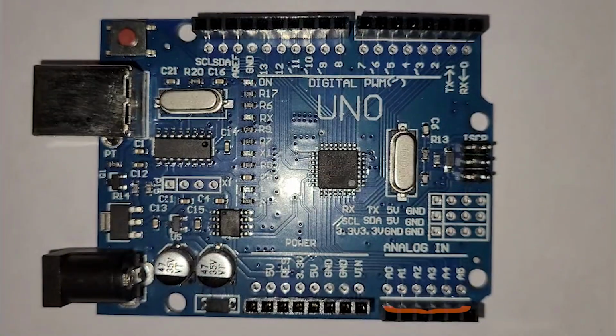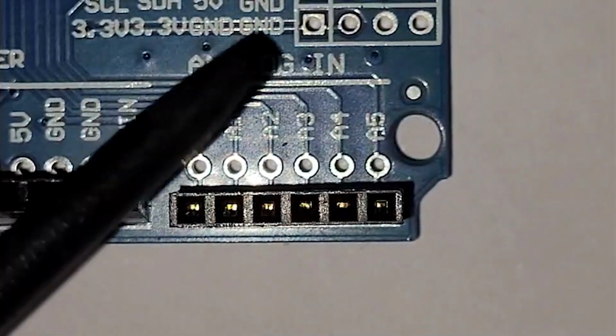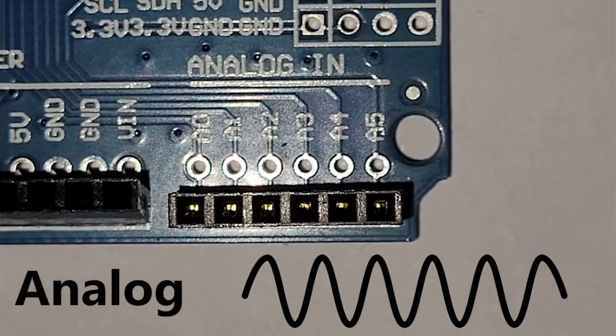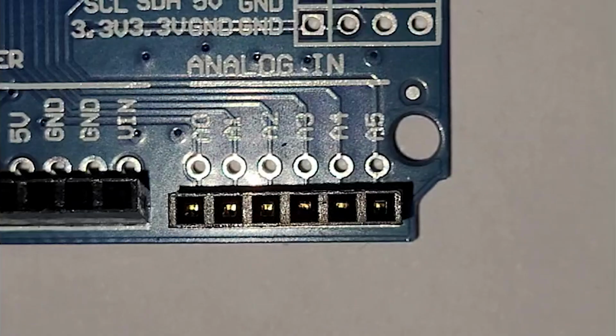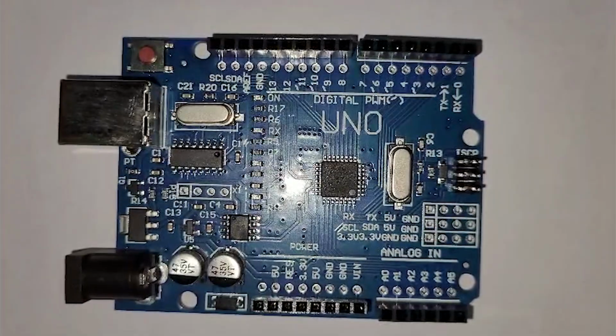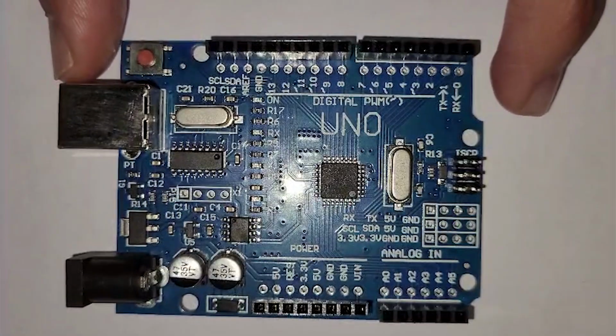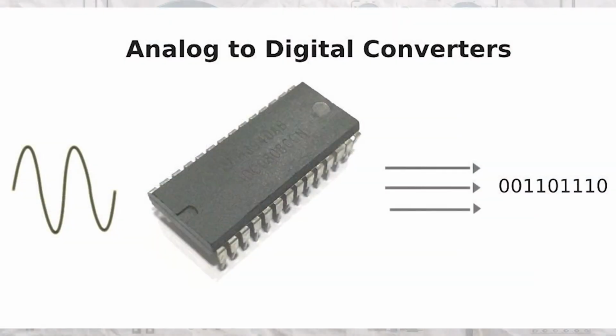In the bottom right corner of the Arduino board are the analog pins. These are used for reading analog signals. Now an analog signal is a continuous signal and not like 0 or 1. And most of the sensors have these analog outputs, and to read these analog outputs we need analog pins. Our microcontroller has an ADC converter that converts analog to digital.